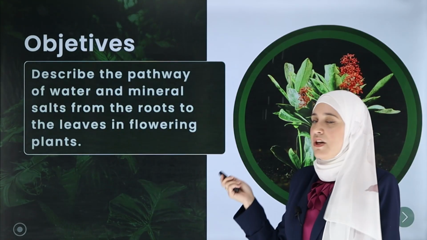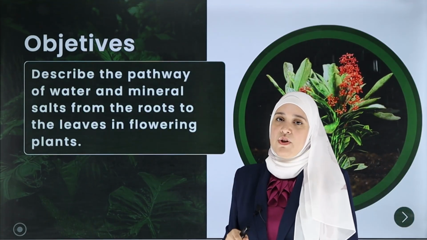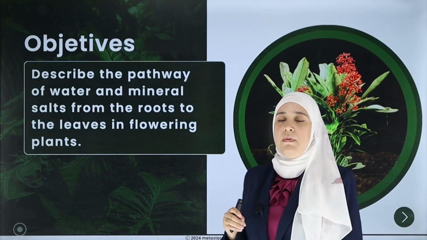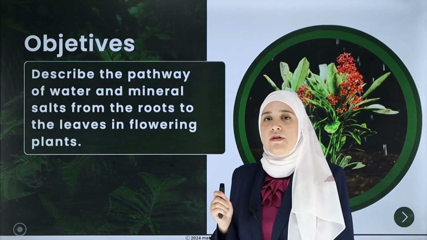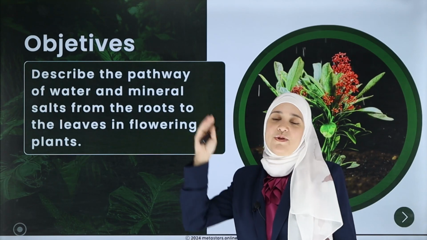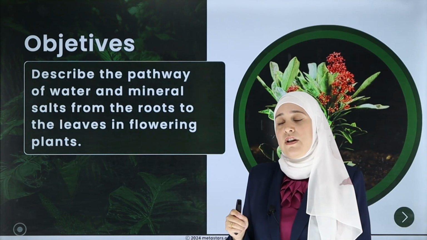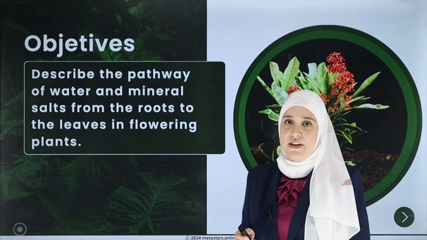So let's start together by mentioning the objectives of this lesson. We have only one objective. We are going to describe the pathway of water and minerals throughout the plant transport system from roots to leaves, and this happens in the vascular plants, which are called flowering plants.